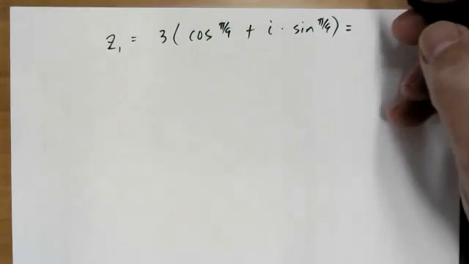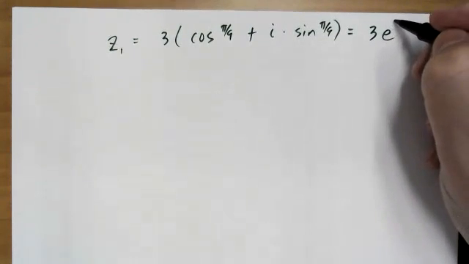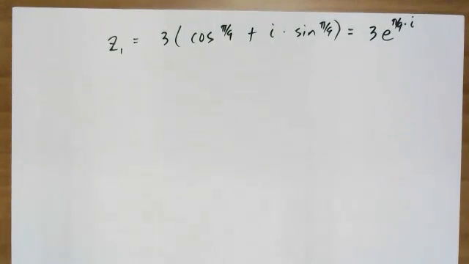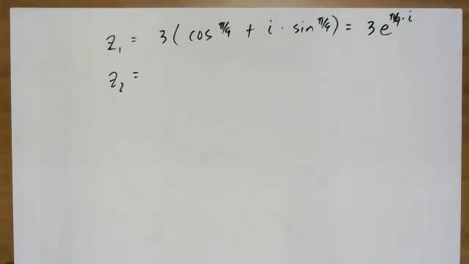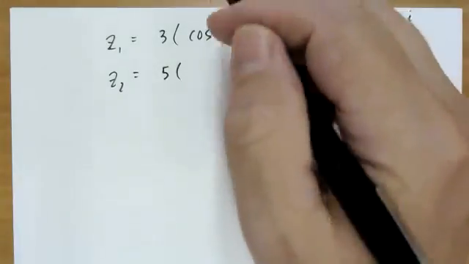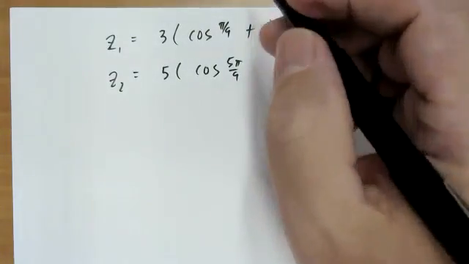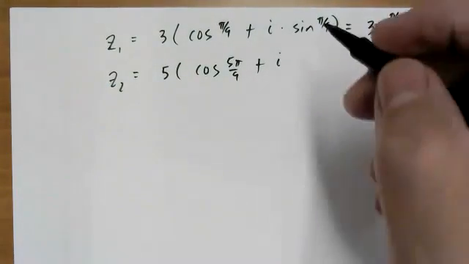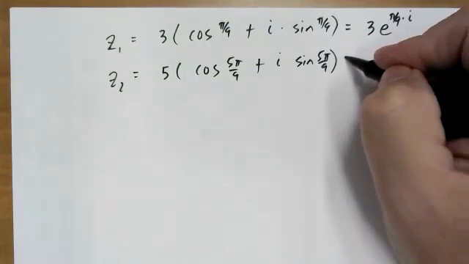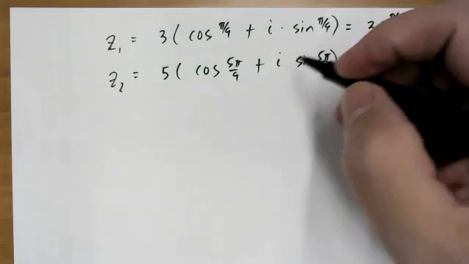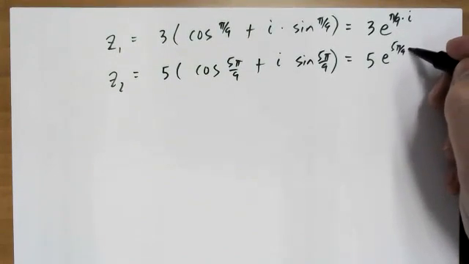Let's write it in exponential form, right? In exponential form, you write the R first, then you have e, and then you take your angle times i. So polar form, exponential form. Here's my second complex number. We're going to say it's 5 times the cosine of 5 pi over 9 plus i sine 5 pi over 9. Now, if I want to write this in exponential form, R is 5, e, my theta is 5 pi over 9 times i.